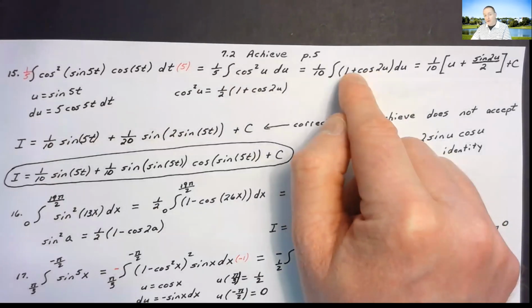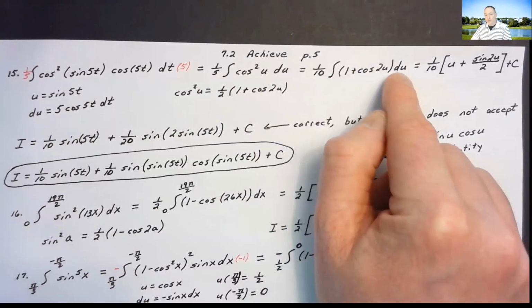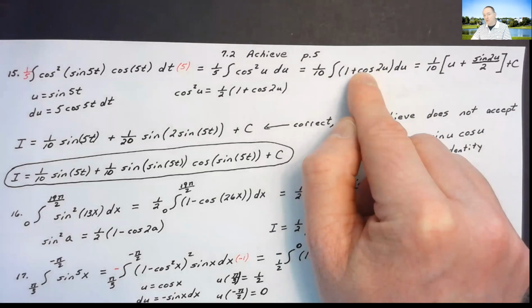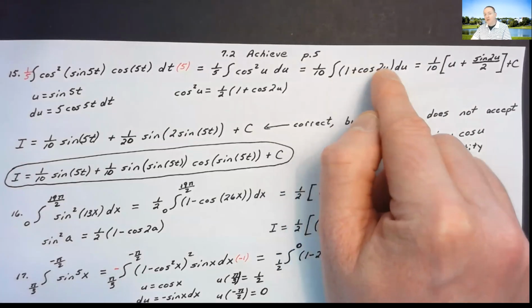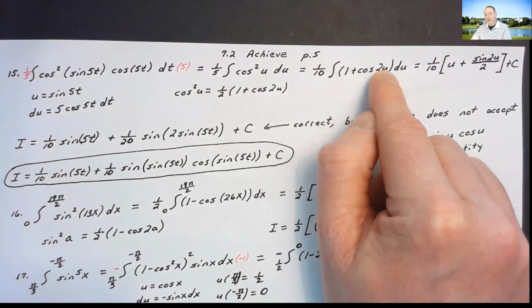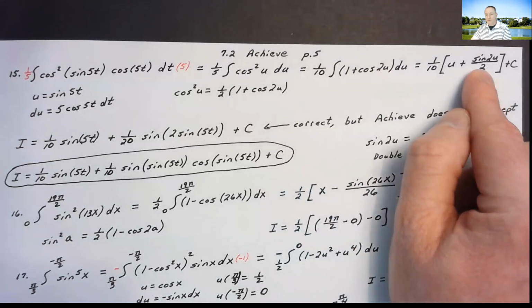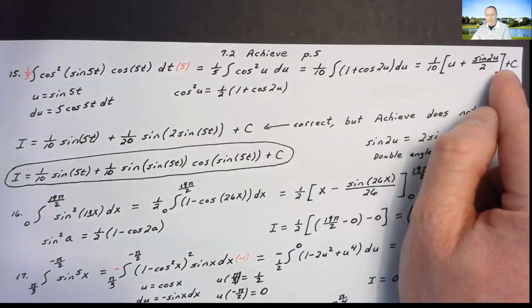I can now integrate that by saying, well, the integral of 1 with respect to u is just u. The integral of the cosine of that angle is going to be the sine of that angle divided by the derivative of that angle, which is where the 2 is coming in. Integral of cosine of 2u is the sine of 2u over 2 plus your constant of integration.